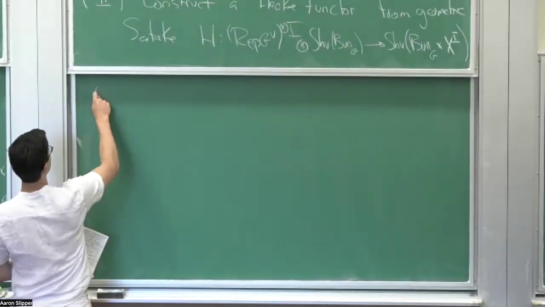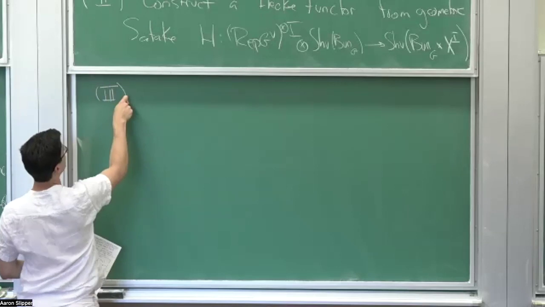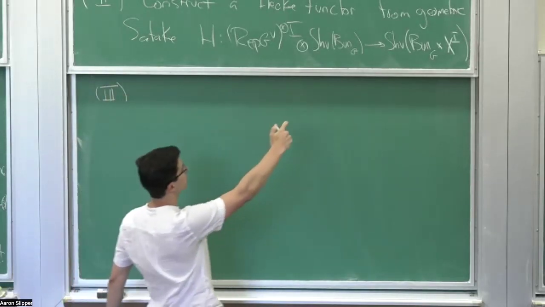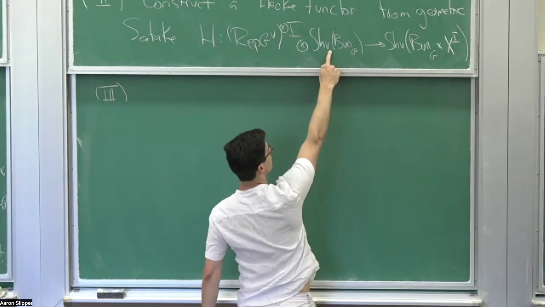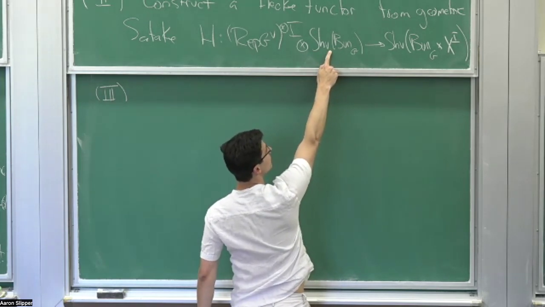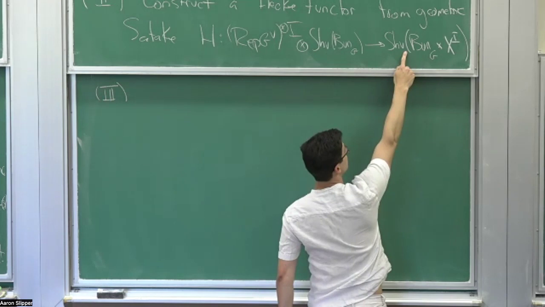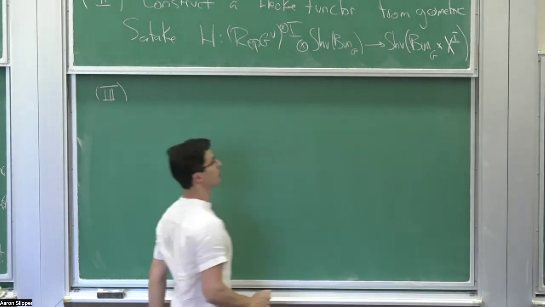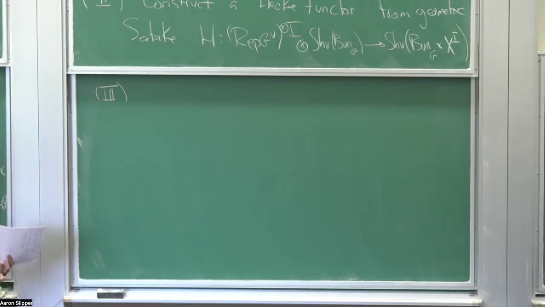Then we're going to use this result by Nadler and Yun, and we'll sketch the proof of it, which says that if you restrict to sheaves with nilpotent singular support, you will land in sheaves on BunG cross X^I with nilpotent times zero singular support. This means this Hecke functor is locally constant along the curve X.